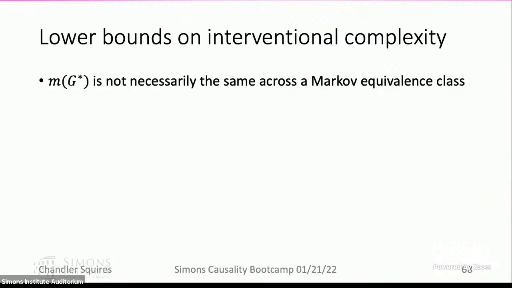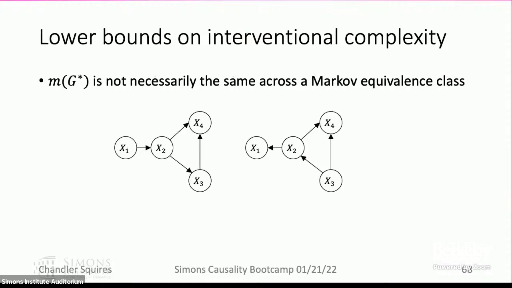However, this is not necessarily going to be the same number of interventions or the same set of interventions for every DAG in a Markov equivalence class. And this is an example of 2 DAGs that would require different sets and even different numbers of interventions. So you can tell these DAGs have the same adjacencies and they both have no unshielded colliders. So they're in the same Markov equivalence class.